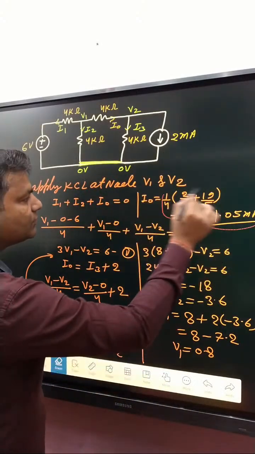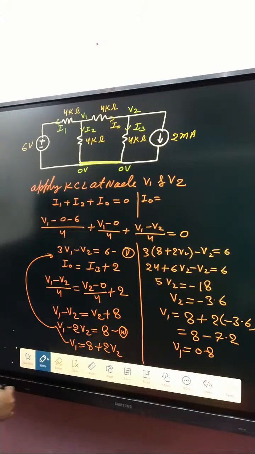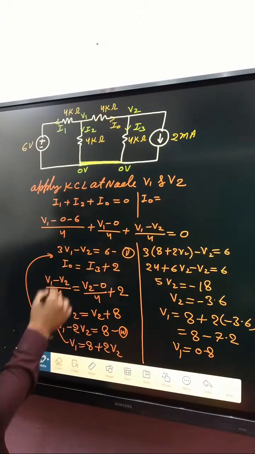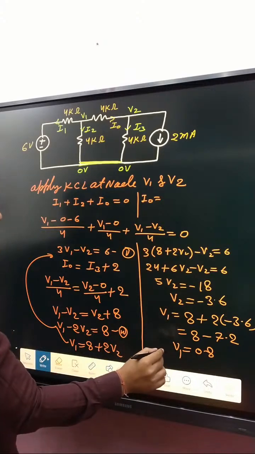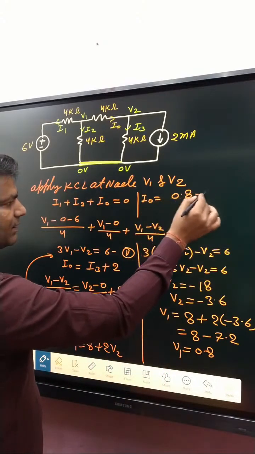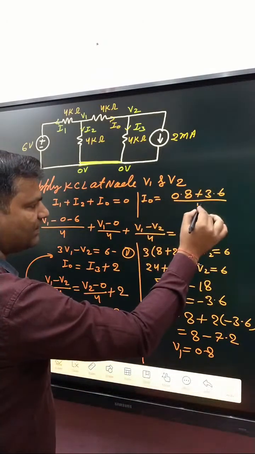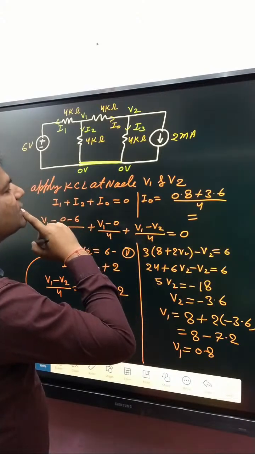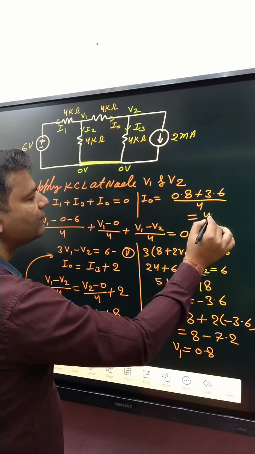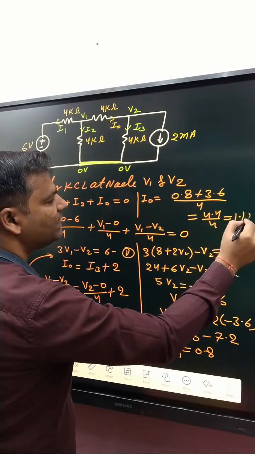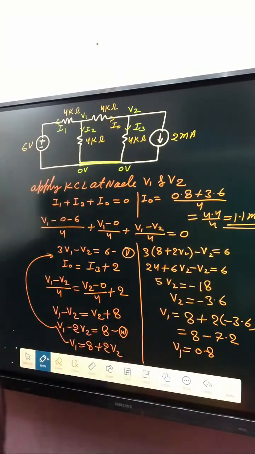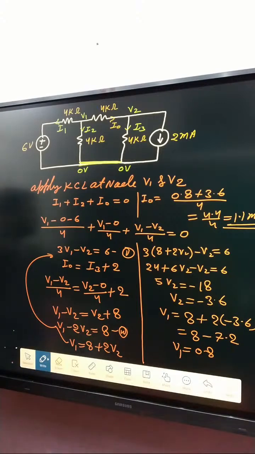So if that value is put here, I naught is V1 minus V2 by 4. V1 is how much? 0.8. And V2 is how much? Minus 3.6. So plus 3.6 divided by 4. That is 4.4 by 4. So 1.1 milliampere is the right answer. This was the right answer. Silly mistake in the previous step. Okay, so recheck again, and we get the final answer: 1.1 milliampere.